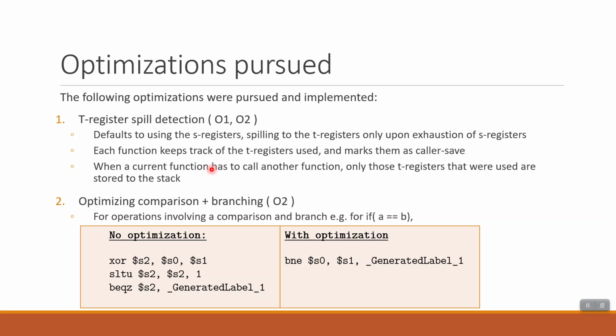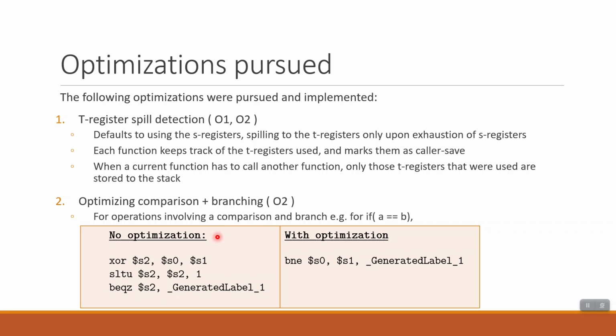It makes the code somewhat better. The second optimization I pursued was optimization for comparison plus branching. This involves optimization of code that looks something like if A equals B or if A not equal B, and similar comparisons immediately followed by a branching with an if.